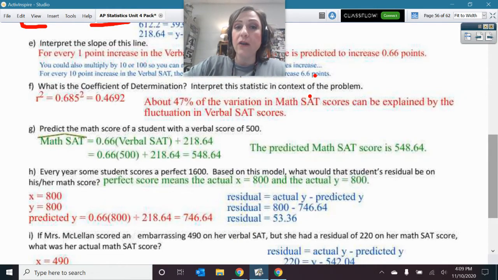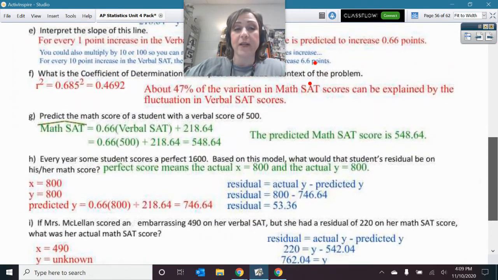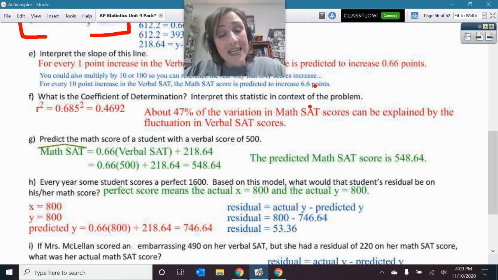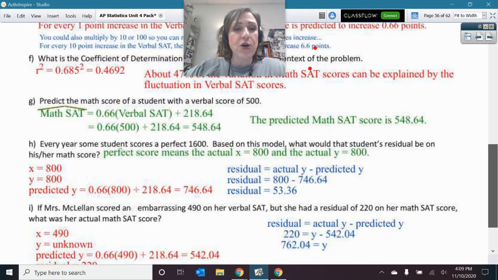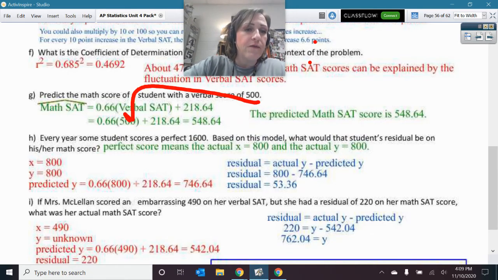Coefficient of determination. So I took the R from problem C and then I squared it. So about 47% of the variation in the Y can be explained by the changes in the X, with the context in there. And so here then, predict a math score with that verbal score of 500. So I just put that verbal score of 500 into the equation I had computed earlier and got my answer.